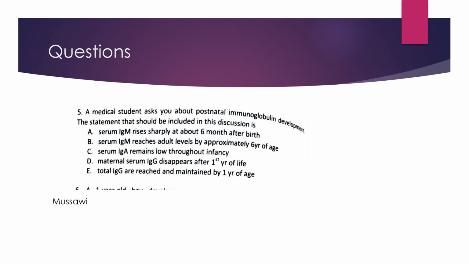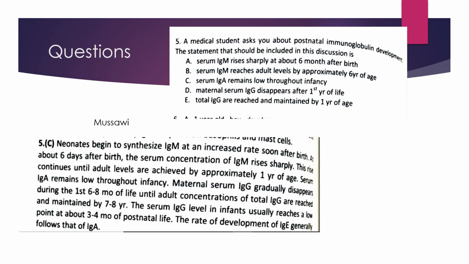So here the answer is C. Serum IgA remains low throughout infancy. Neonates begin to synthesize IgM at an increased rate soon after birth. At about 6 days after birth, the serum concentration of IgM rises sharply. This rise continues until adult levels are achieved by approximately 1 year of age.